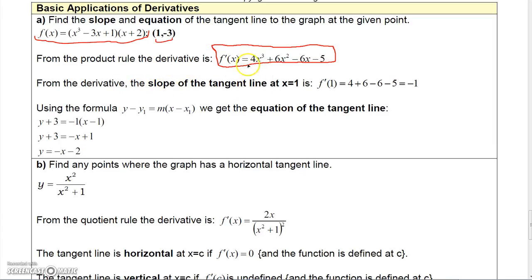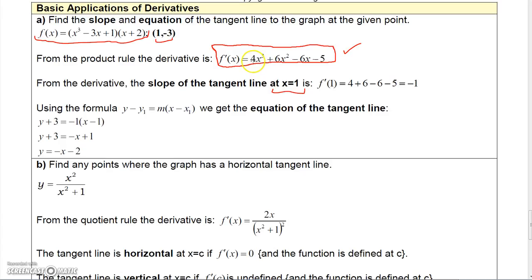Okay, so now if we know this is the derivative, then remember this function represents the slope of the tangent line to this graph at any point. So if we want the slope of the tangent line at the point (1, -3), we simply plug in x equals 1. So let's do that. Let's plug x equals 1 into this derivative.